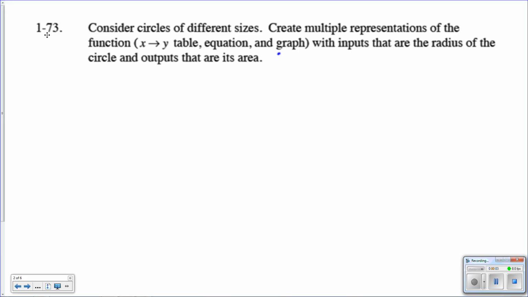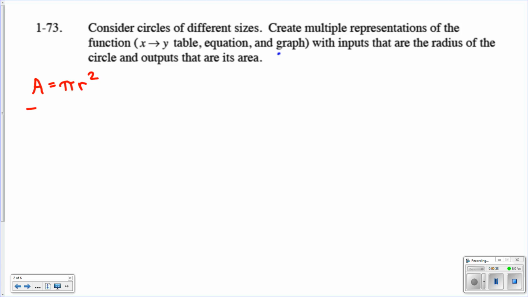All right, problem 1-73. Consider circles of different sizes. Create multiple representations of the function, an input-output table, an equation, and a graph, with inputs that are the radius of the circle and outputs that are its area. First things first, area for a circle is going to be pi times the radius squared. So this is the function that we're going to be using.